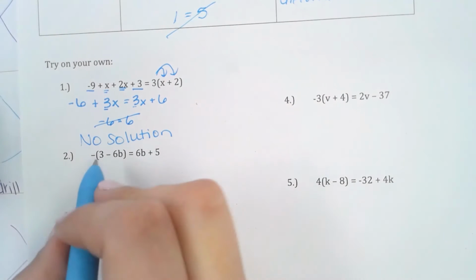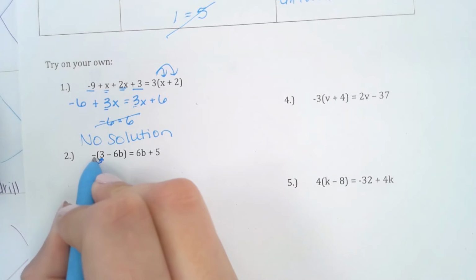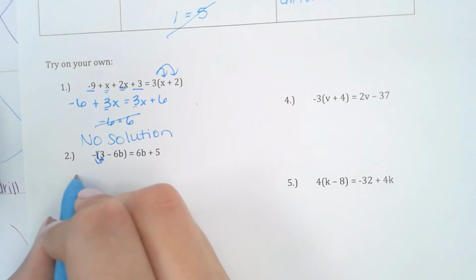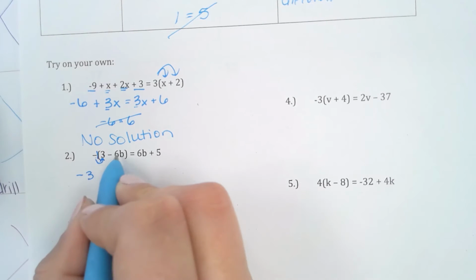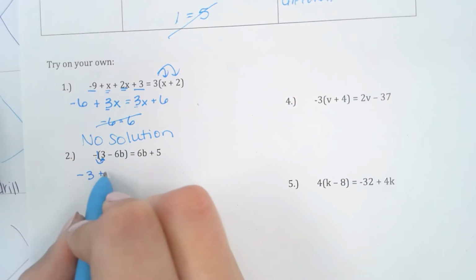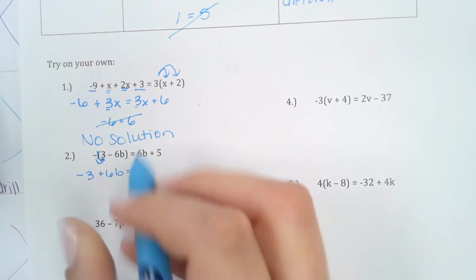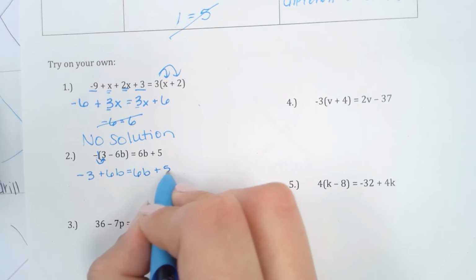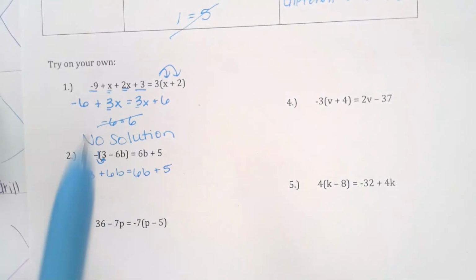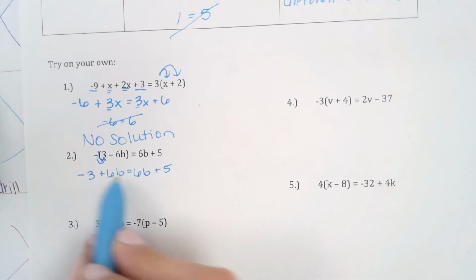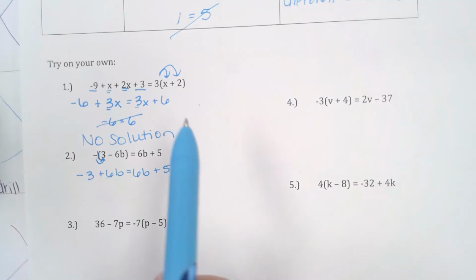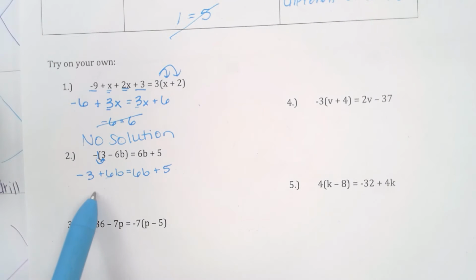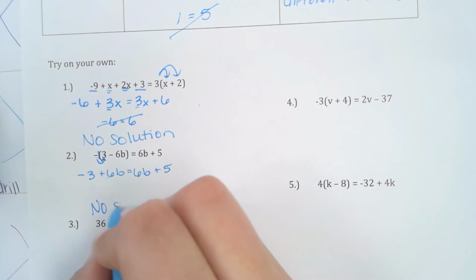All right, number 2. Again, I see distributive property here. So negative 1 times 3 is negative 3, and negative 1 times a negative 6b is a positive 6b. Over here, I have a positive 6b plus 5. Just like the one above, I see same coefficient, different constants. If I were to solve this, I would be left with negative 3 equals 5, which is not true. So once again, this is no solution.